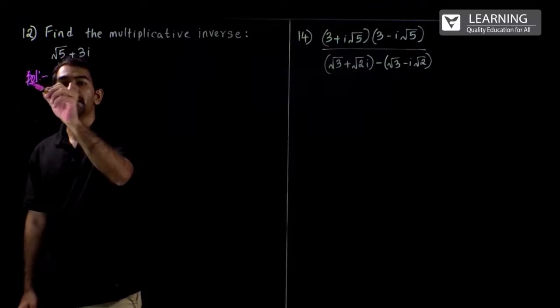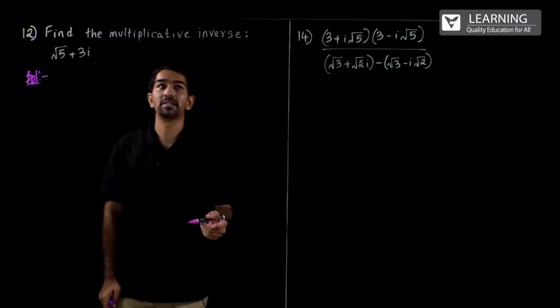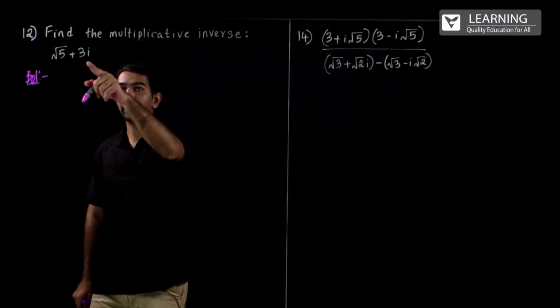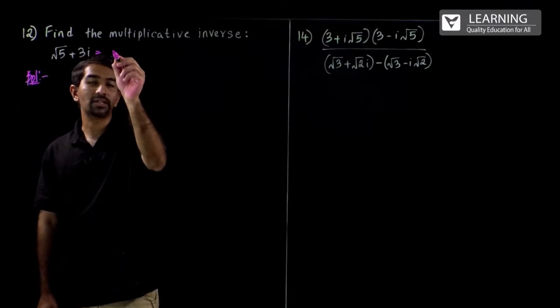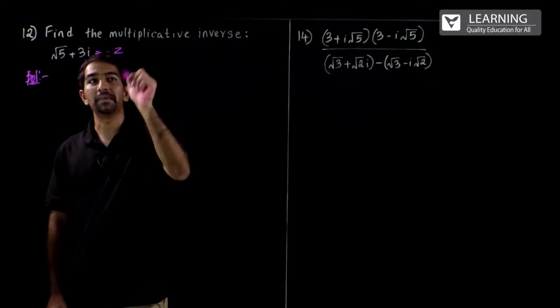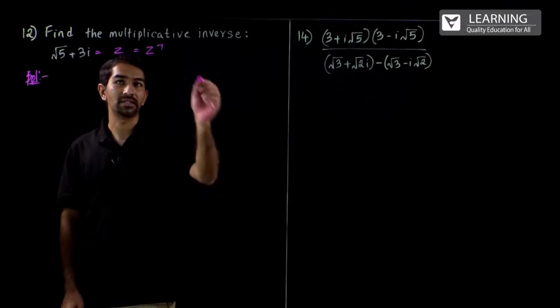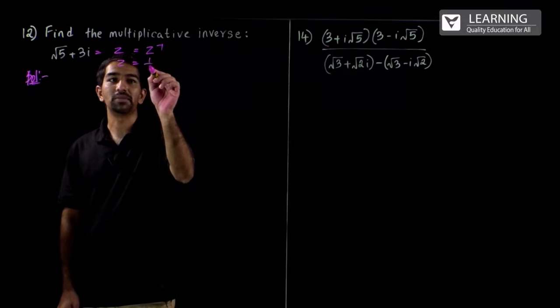So read the question first. Find the multiplicative inverse of root 5 plus 3i. So what is this? This is the complex number z, right? What is the inverse of this? The inverse of this is nothing but z inverse, that is, 1 by z.